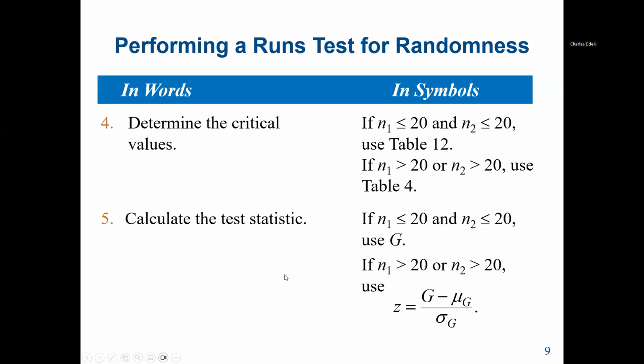And that will give us the critical value. Then we calculate the test statistics. As we said earlier, if N1 is less than or equal to 20 and N2 also is less than or equal to 20, then we are going to use the G as the test statistics value. But if N1 is greater than 20 or N2 is greater than 20, and here we should be careful with "and" and "or", then we use the formula Z equals G minus mu G over sigma G.